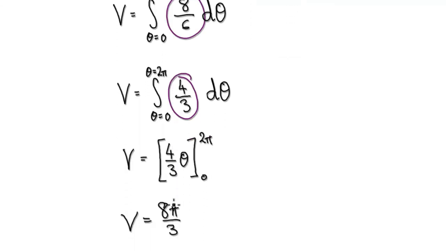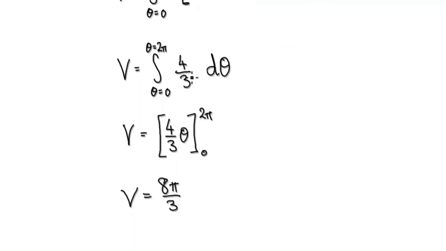Now integrate it with respect to theta. That will give you this thing here, from 0 to 2 pi. So put 2 pi into here. The volume is given by this. Okay.